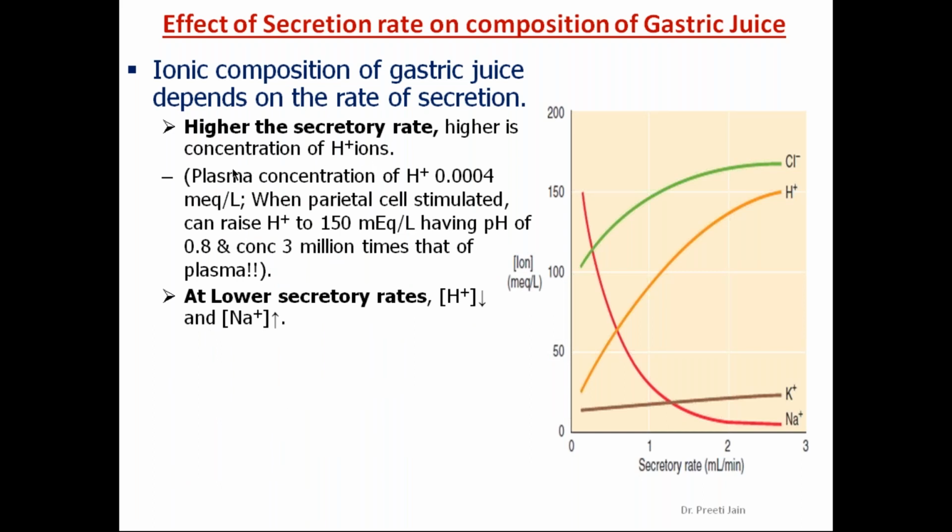So higher the secretory rate, higher is the concentration of hydrogen ions. Plasma concentration of hydrogen is this much. When the parietal cell is stimulated, it can reach a concentration of 3 million times that of plasma, right? So the hydrogen ion concentration under maximal stimulation of the parietal cell can achieve a value of 300 million times that of plasma. At lower secretory rates, hydrogen ion is decreased and sodium ion concentration is increased.